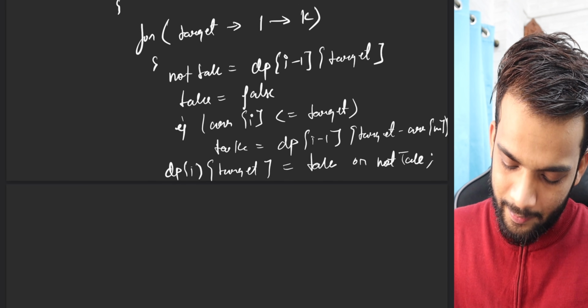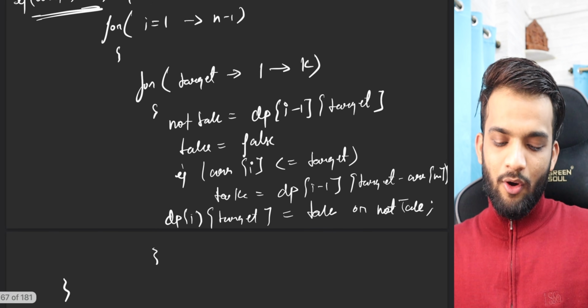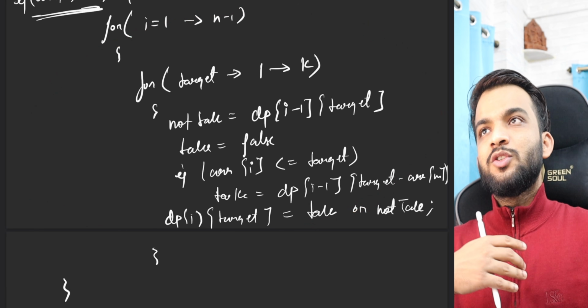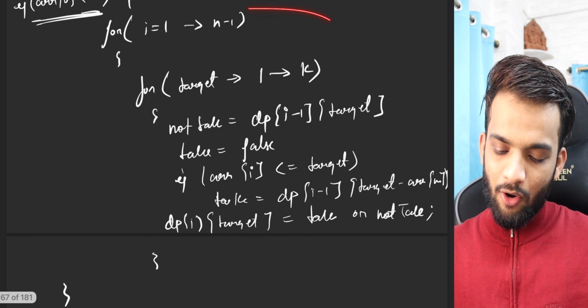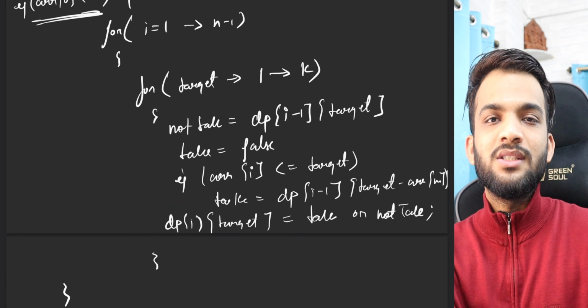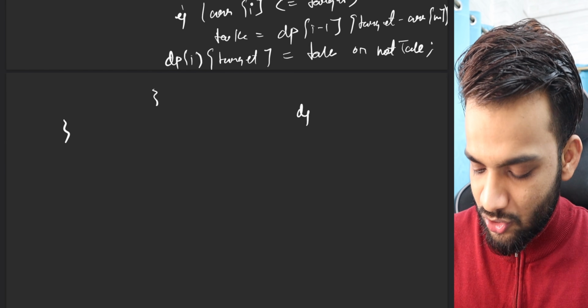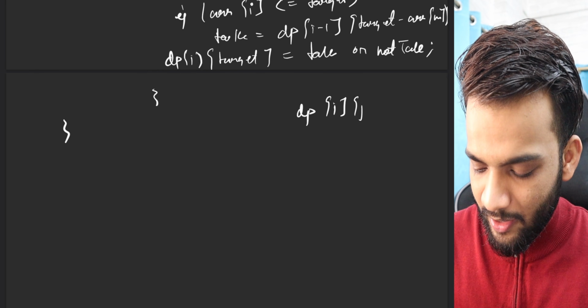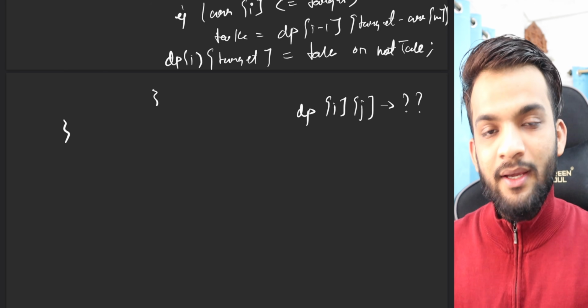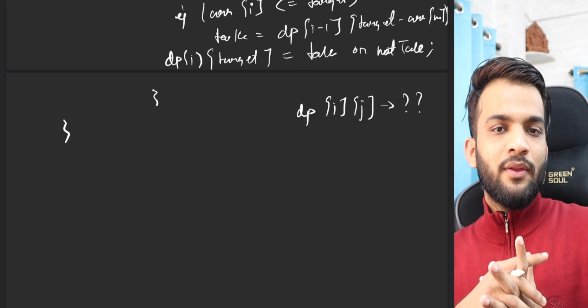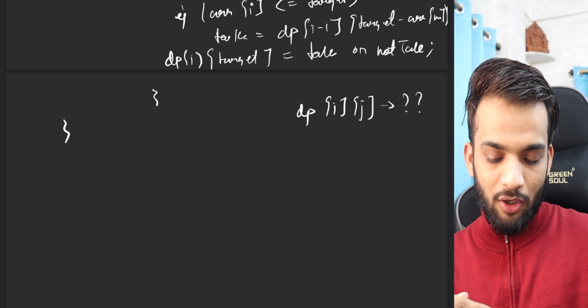Similar recurrence I've copy pasted. So this was the tabulation format, right? So what will this tabulation format create? What does a dp of i j signify? That's what my question is to you. What does dp of i j signify? If we are able to figure this out, then that will help us immensely in solving the next problem.